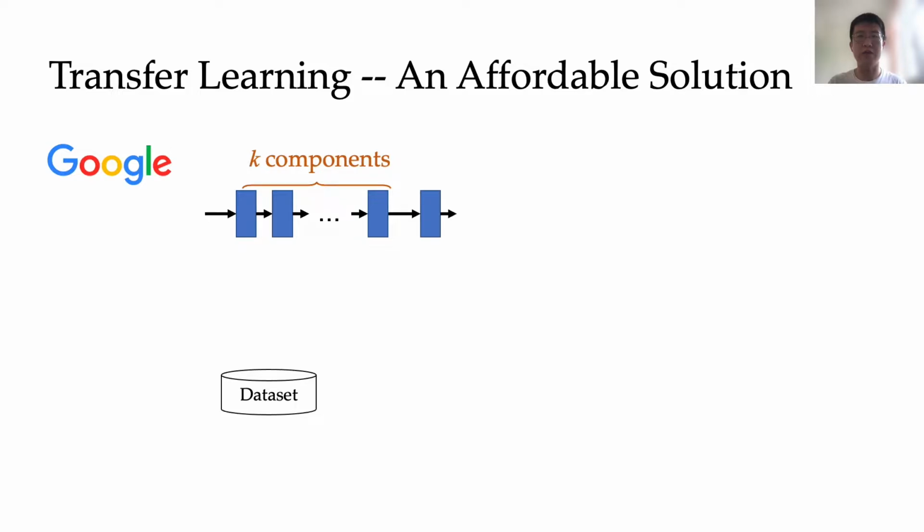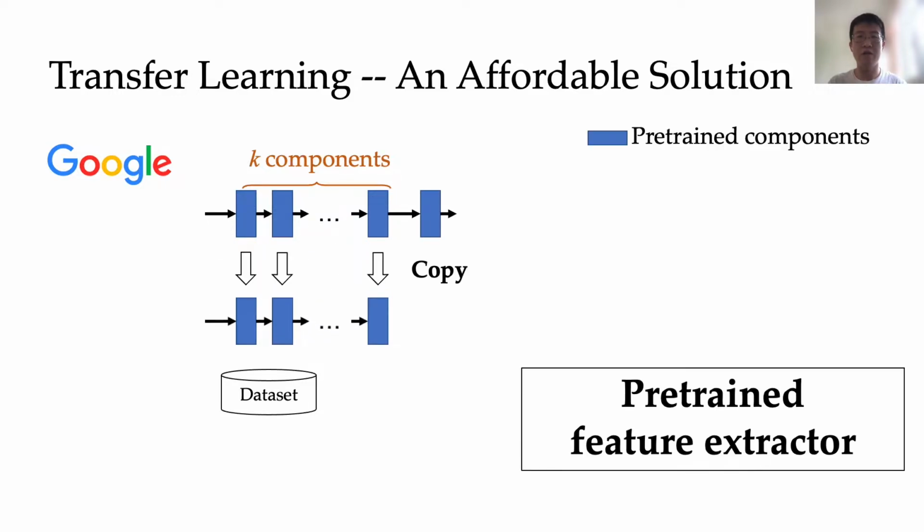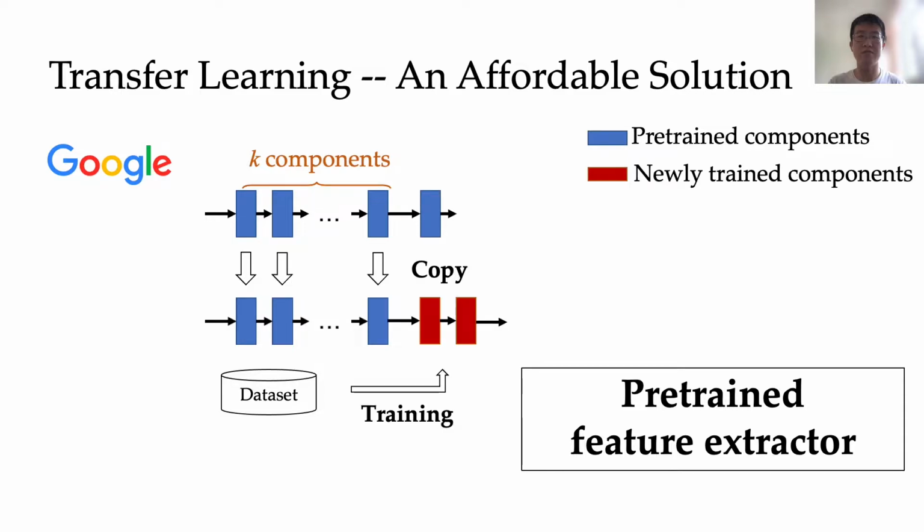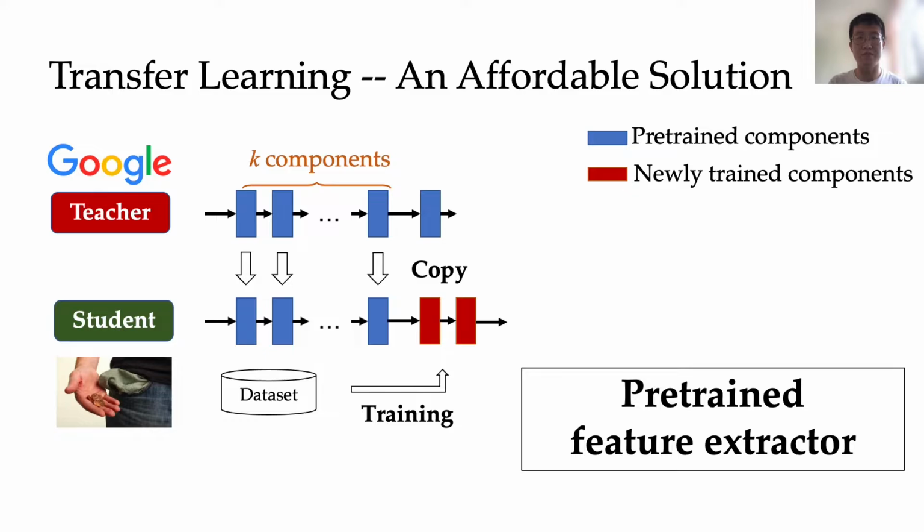To train a high-quality model, you can grab a set of layers from a large model trained by others like Google. In the case I show here, the pre-trained layers can help to extract features, and we just need to train several fully connected layers. The model we borrowed from the large company is called the teacher model, and the model we finally get is called a student model.